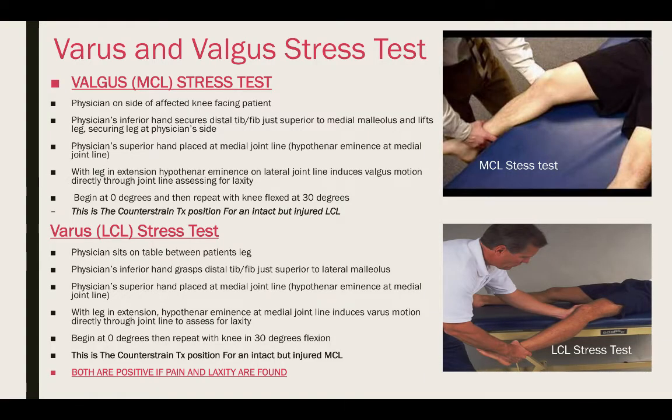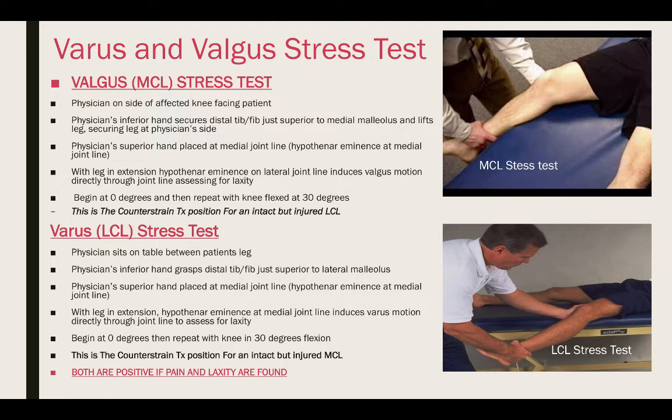Varus and valgus stress test. Again, valgus stress test is going to check the MCL. Varus stress test is going to check the lateral collateral. The thing that I see people do most often is they only check it at 0 degrees when the leg is locked out. And you want to check it at 0 degrees because if there's gross instability, that's where you'll catch it. But really, you need to check it at 30 degrees. So don't forget to do that. I will mark you off for it.